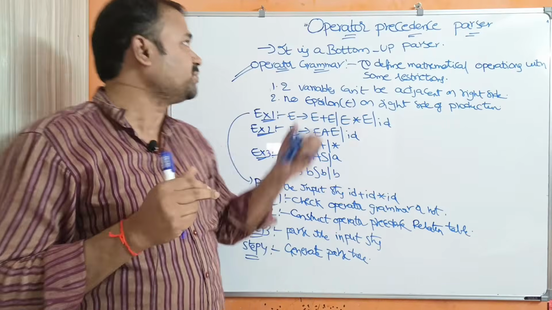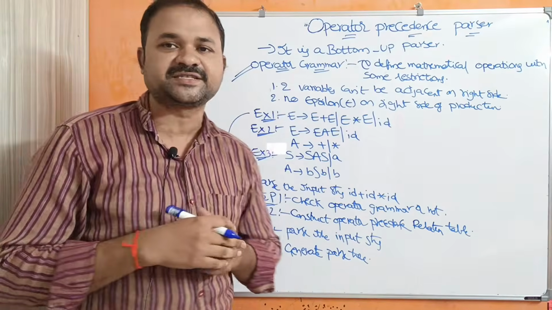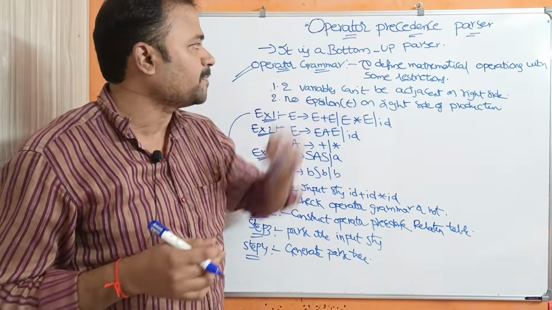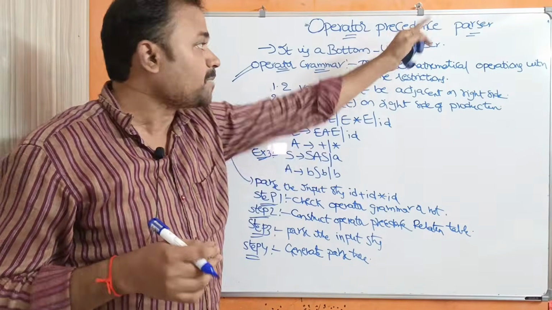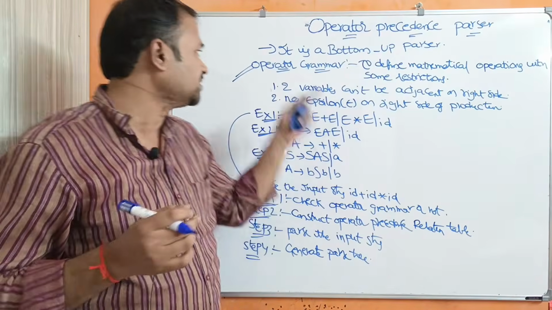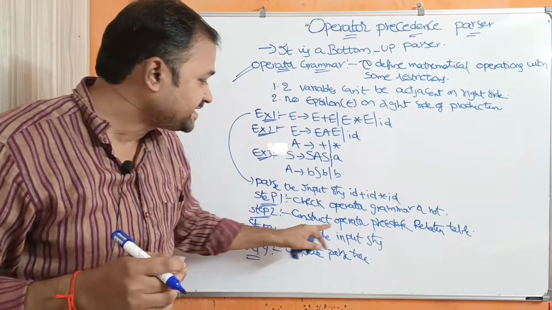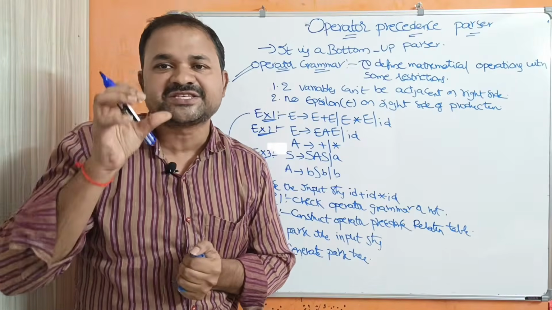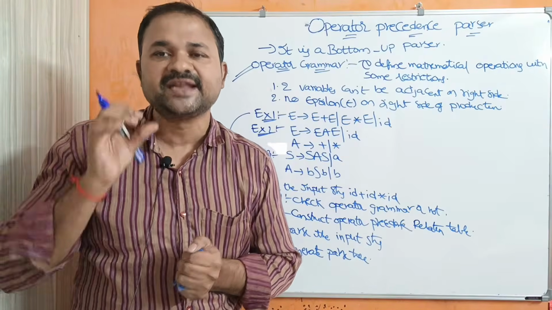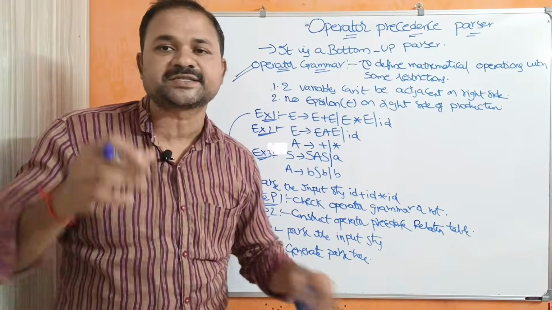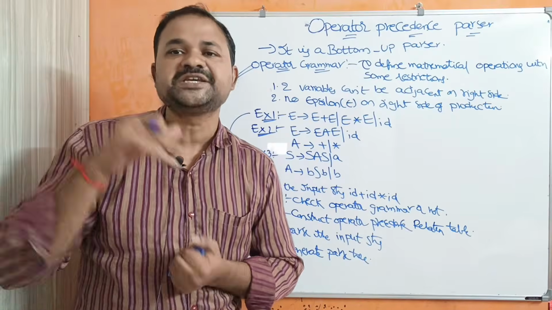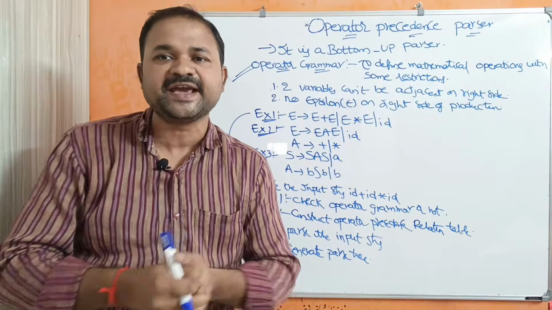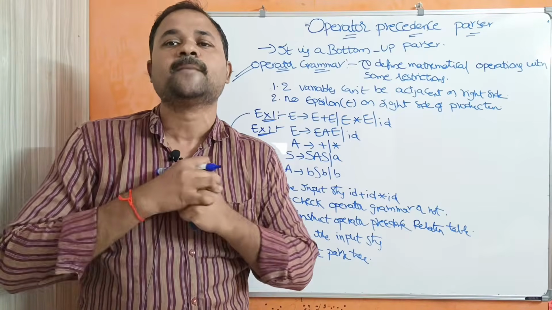Now let us discuss the operator precedence parser in compiler design. Operator precedence parser is a bottom-up parser. It mainly uses operator grammar and constructs an operator precedence relation table. Based on the operator precedence relation table, we have to parse the input string. From the parsing of the input string, we can generate the parse tree. So our major aim here is to generate the parse tree.